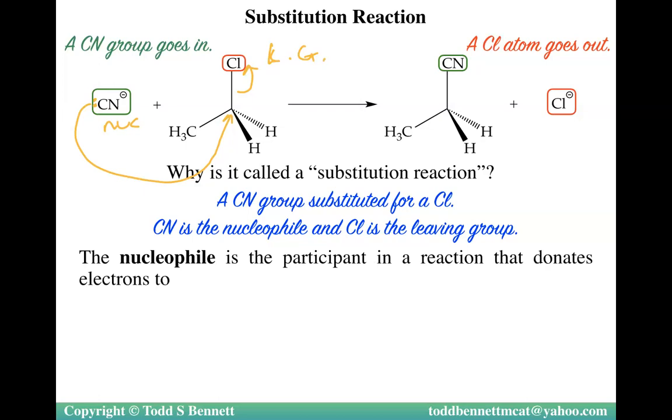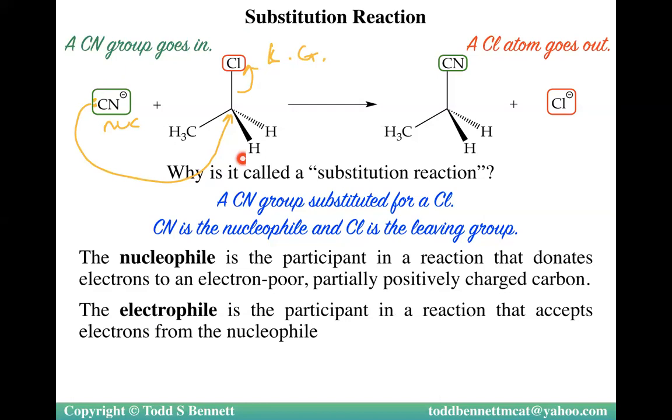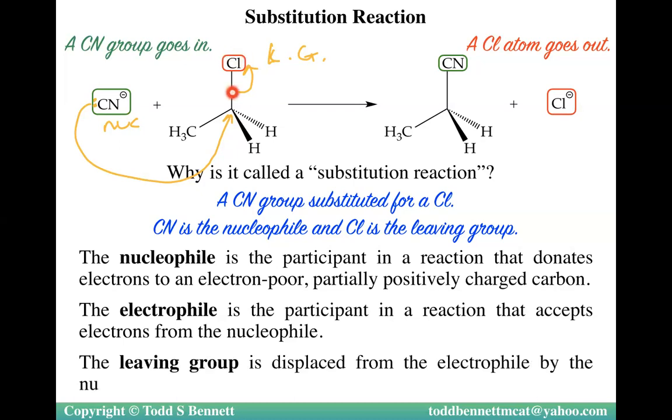So the nucleophile is the participant in the reaction, the reactant. It donates electrons to an electron-poor, partially positively charged carbon. The electrophile is the entire molecule that's receiving the electrons from the nucleophile. And then the leaving group is specifically the atom or group of atoms that experience a bond breaking and become independent of the original molecule. Okay, we are big on words, but hopefully this makes sense. Something comes in, kicks something else out, and the new molecule forms whichever way it forms.